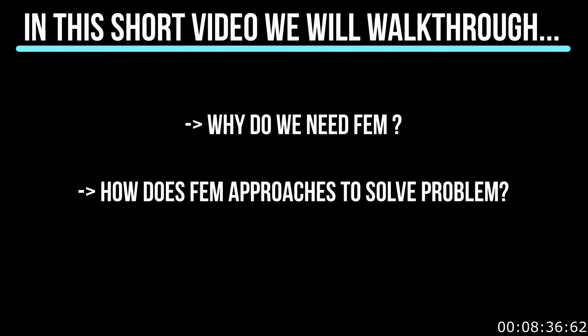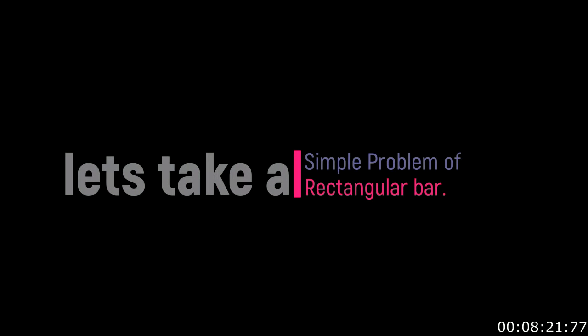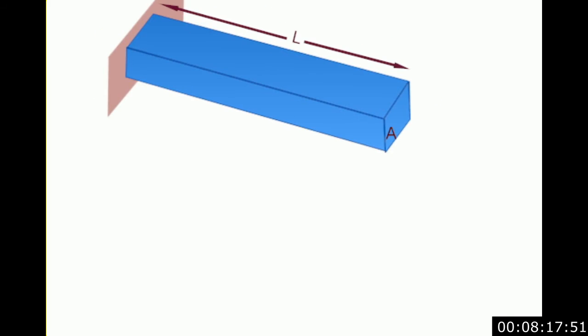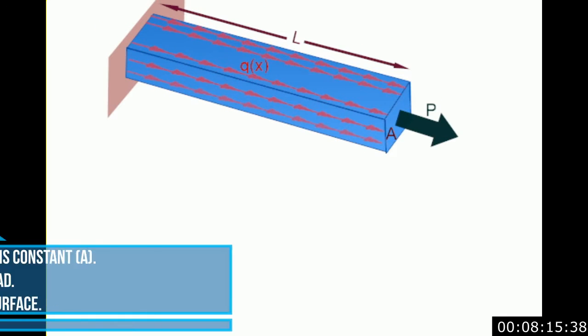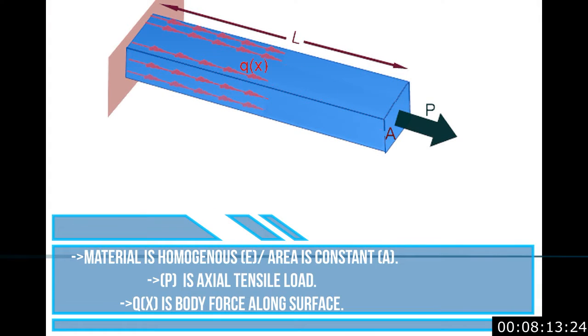In this short video, we will focus on why finite element method, or FEM, is required and how FEM approaches to solve a problem. To understand the concepts, let's take an example of a simple rectangular bar. Let's assume that the bar is made of homogeneous material and has a constant area along its length L.